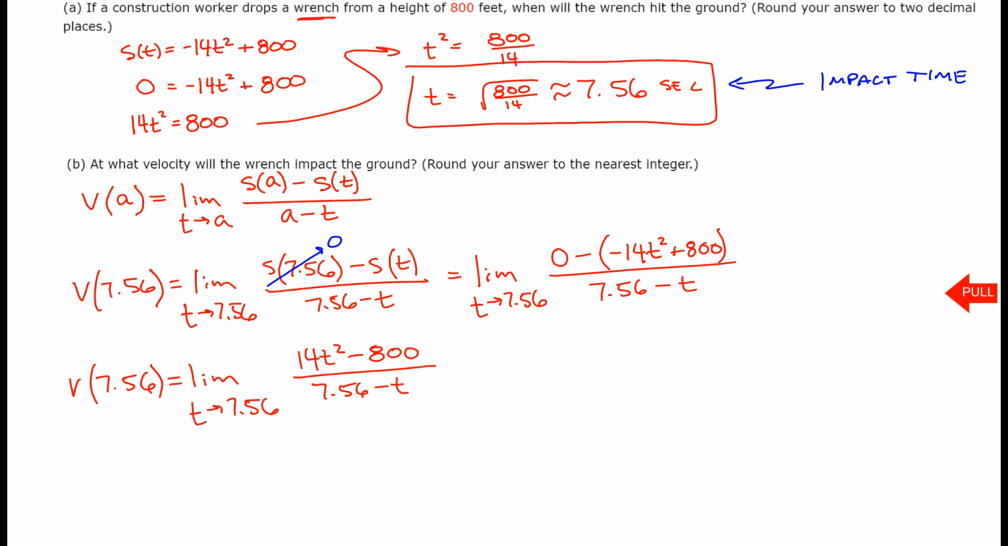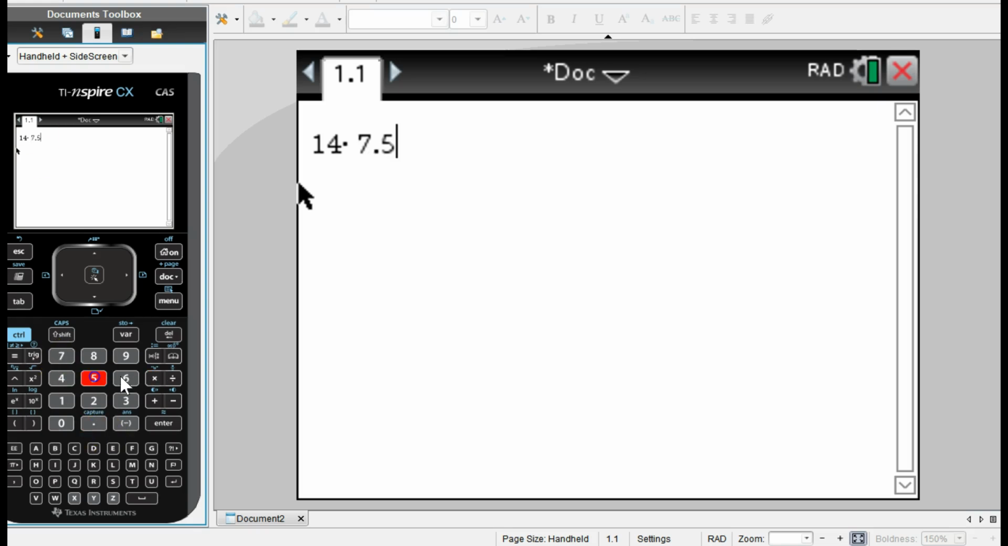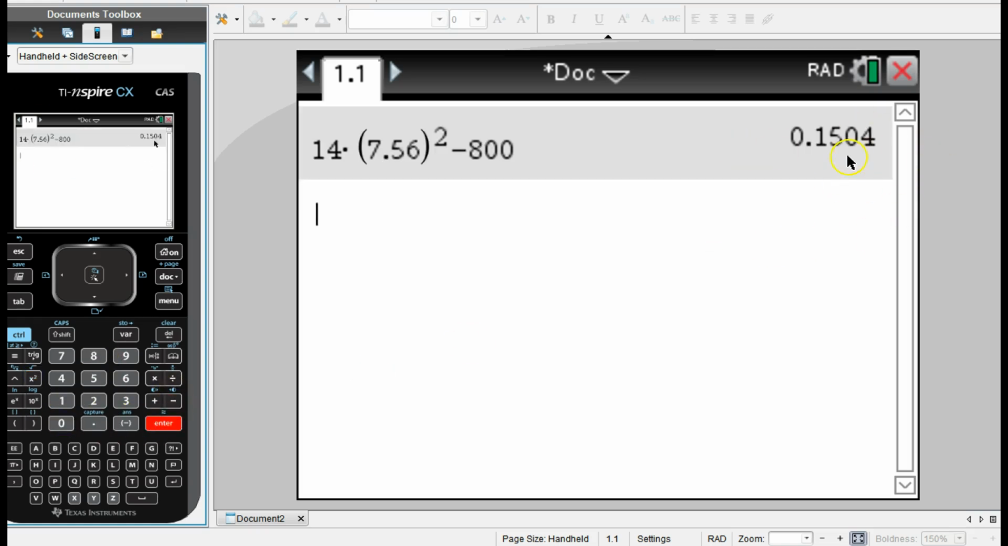And at this point, you should be concerned. You should be very, very concerned, because if I directly plug in 7.56, I'm going to get a 0 in my denominator. In fact, let's take a look at what happens if we plug 7.56 into the numerator. So I have 14 times 7.56 squared minus 800. And that's a really tiny number.